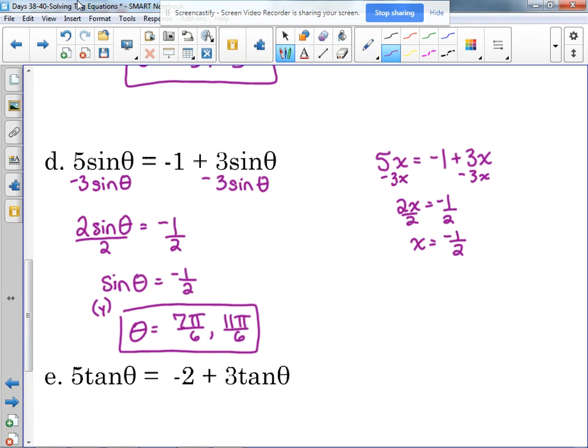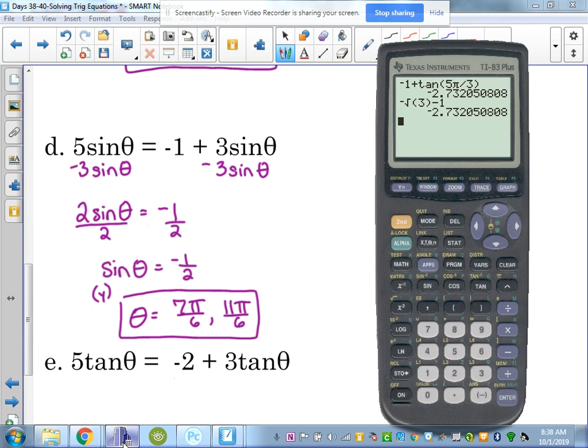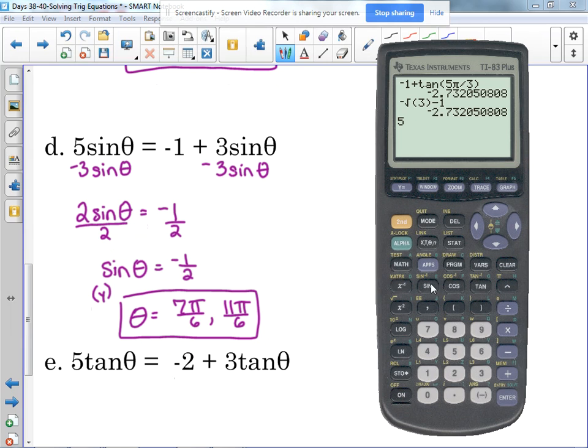And I could check that one. I will check that one while you're finishing up. Okay, plug it into the left side. 7 pi over 6. Plug it into the left side. Plug it into the right side. And make sure that they agree.